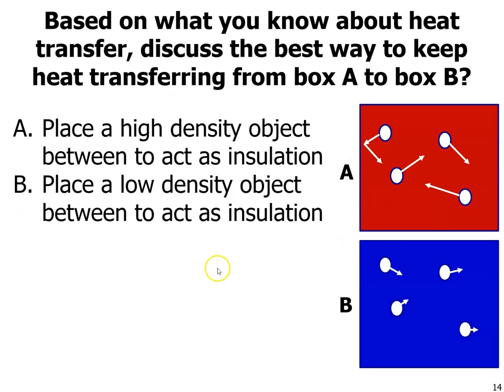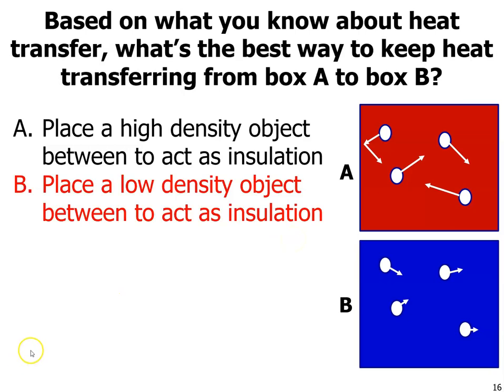Okay, so hopefully you've had a chance to think about that. So either place a high density object to act as an insulation or place a low density object. It might surprise you to know that the best way to keep heat from transferring is to place a low density object between to act as insulation.